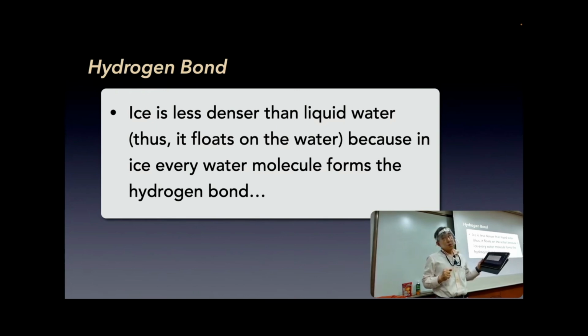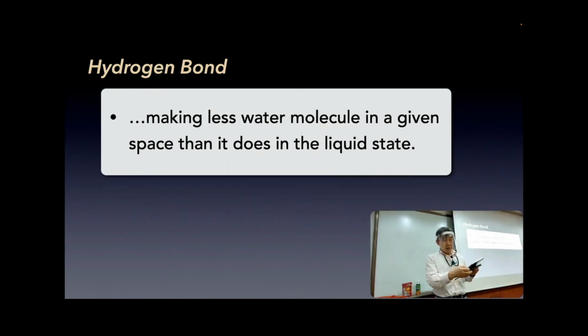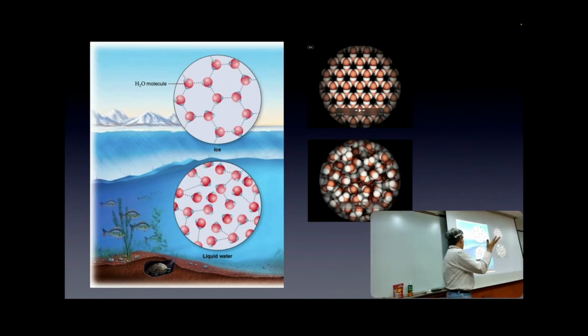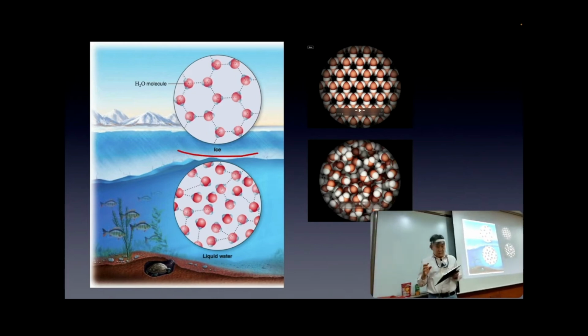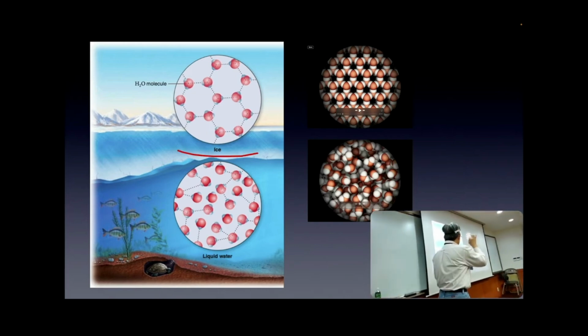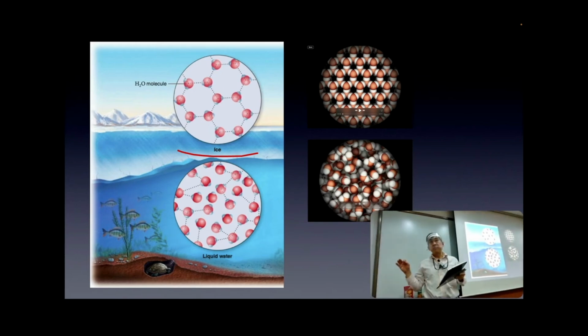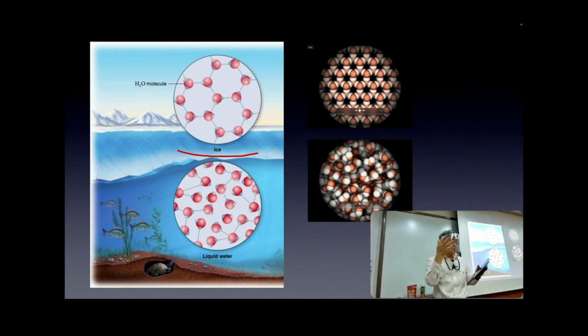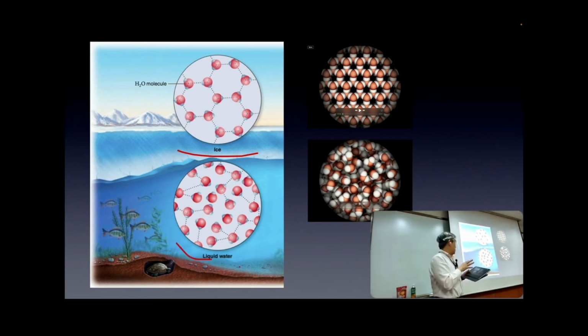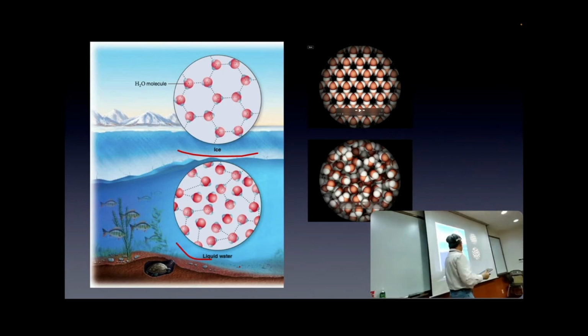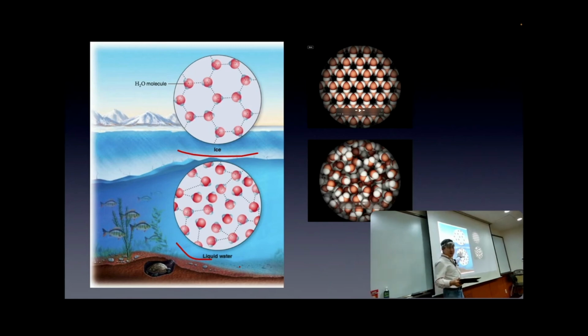However, in this case, the dimension is different. When it's in an ice state, every possible maximum hydrogen bond is formed at each water molecule. So they take up a certain wide dimension, whereas in liquid water, because of this constantly broken and reformed property, they can take up much less. The same number of water molecules can be put into a much smaller space.